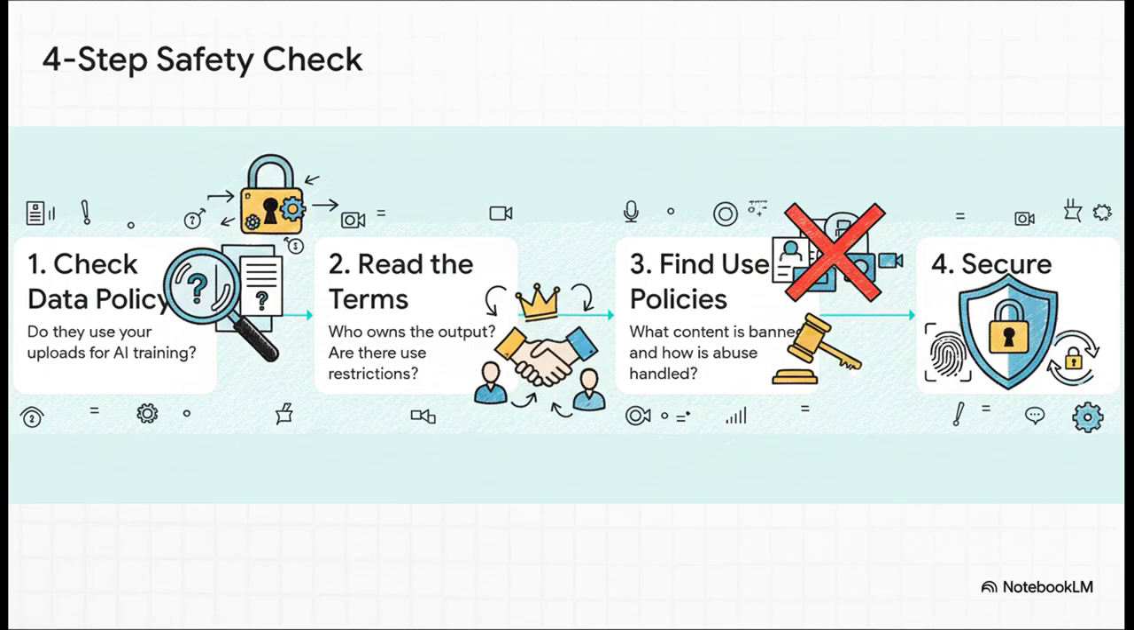Step 1, check the data policy. Are they going to use your uploads to train their models? Step 2, read the terms of service. Who owns the final product? Can you even use it for commercial projects? Step 3, look for their acceptable use policy. What kind of content is banned? How do they handle abuse reports? And step 4, and this is just Digital Life 101, secure your account. Use a unique password and please turn on two-factor authentication.